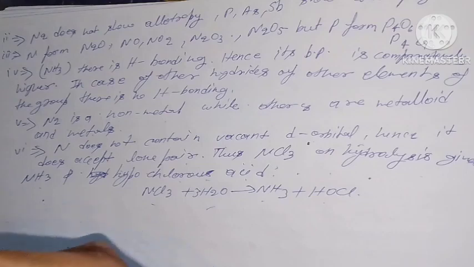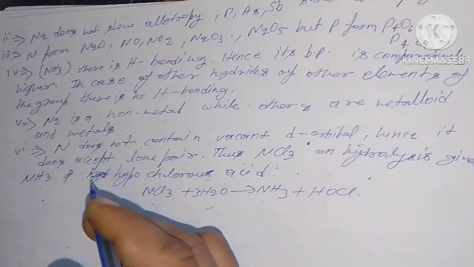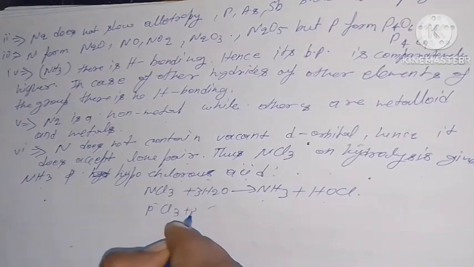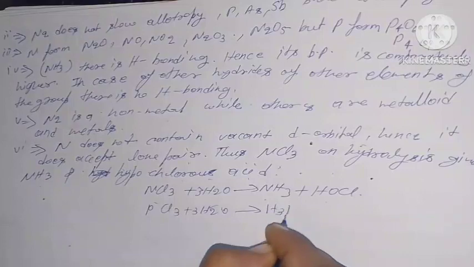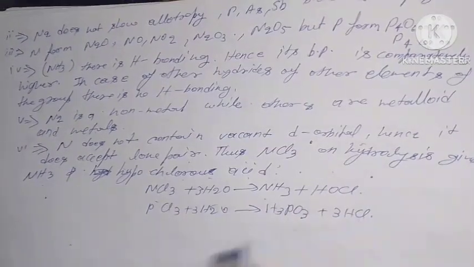Other elements of the group are electron acceptors due to the presence of vacant d orbitals in them. On hydrolysis, PCl3 and AsCl3 give hydrochloric acid and oxyacids. PCl3 plus 3H2O gives H3PO3 plus 3HCl.